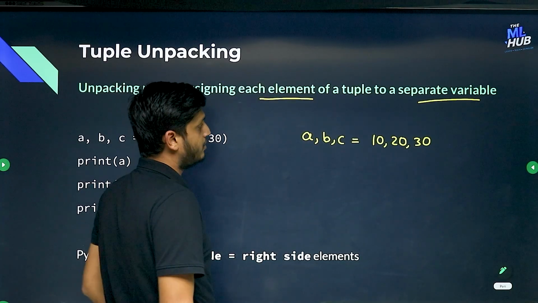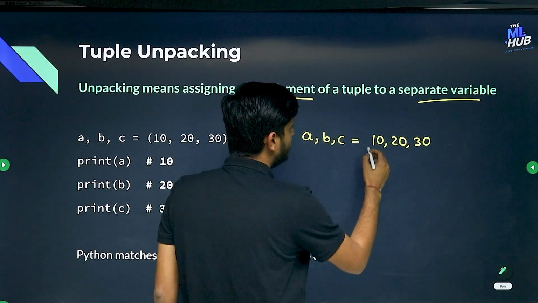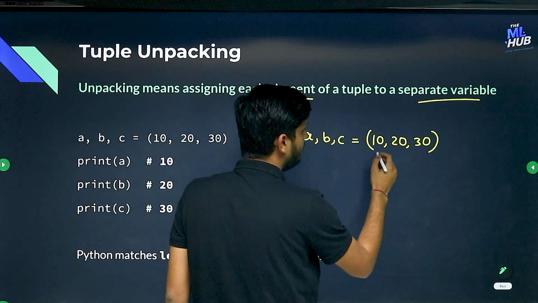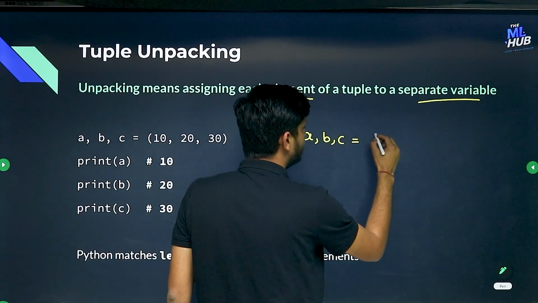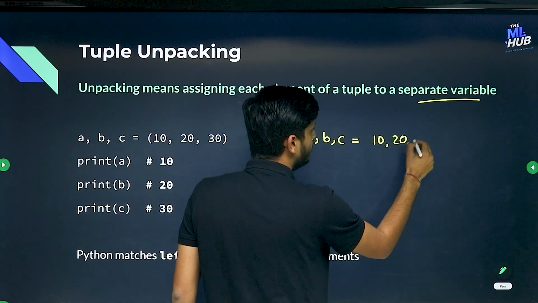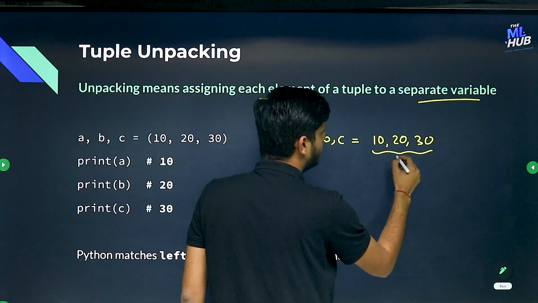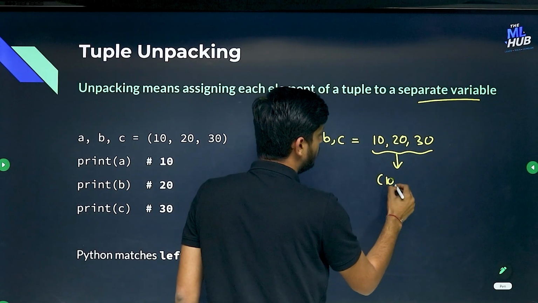So this is valid. So internally what will happen? This will be packed as a tuple. Since we skipped the brackets, that is okay. It is okay to skip brackets. Internally the compiler will think that this is a tuple containing values 10, 20, 30.